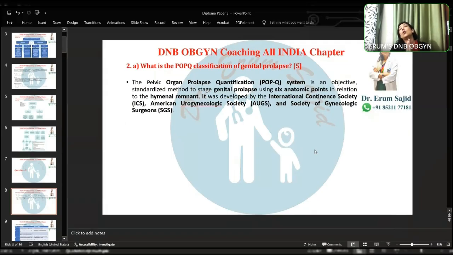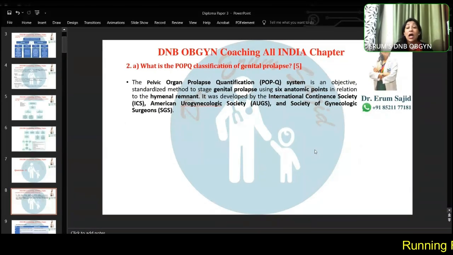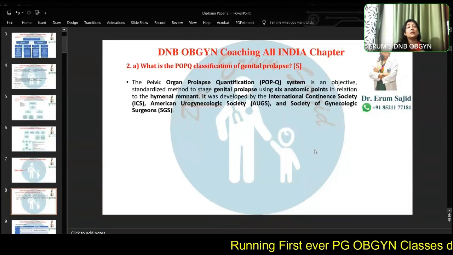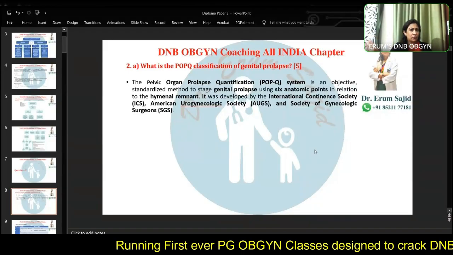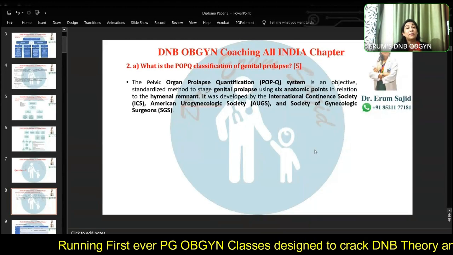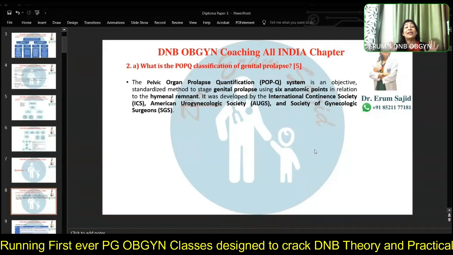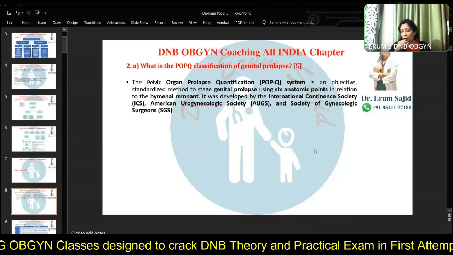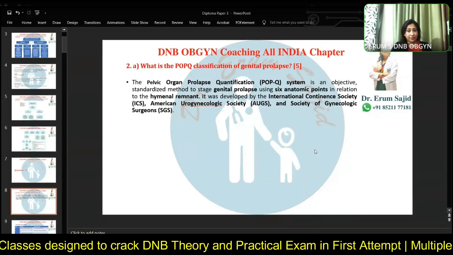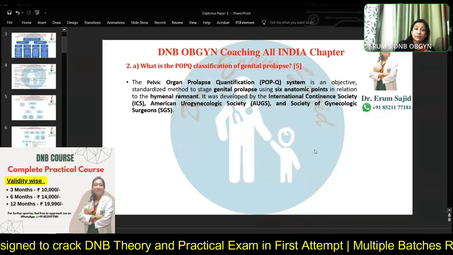POP-Q classification. I don't know how many classes I've taken on POP-Q, or how beautifully I've described it. Everybody who's not been able to understand POP-Q very well, just blindly go to my practical folder. If you have my updated theory course, go there. I've deliberately put it both ways: Understanding POP-Q or POP-Q simplified. It's there in gynae, and it's also there in practicals.